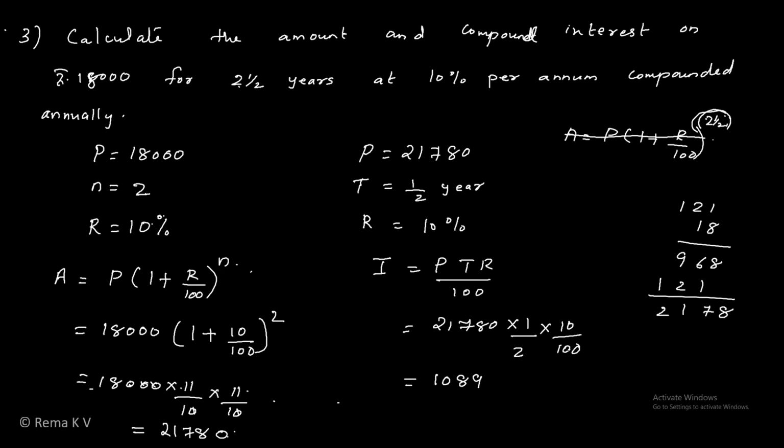This 1 0 and this 1 0 get cancelled. Then cancelling by 2, 2 ones are 2. In 1 we cannot, so 17 together. Before that we have to put a 0. In 17, 2 8s are 16. Then 18. 2 9s are 18. So it is 1089.